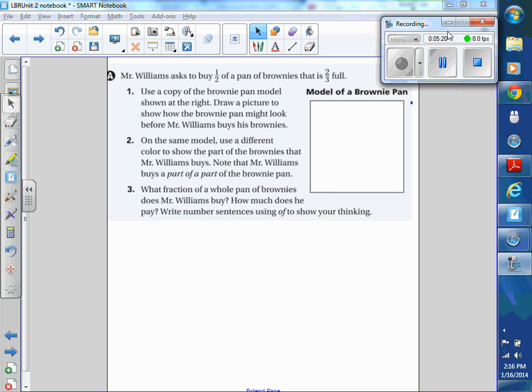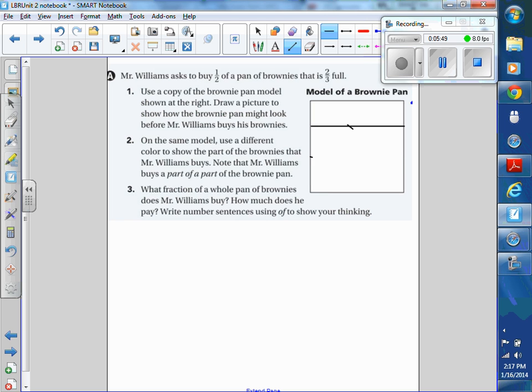Walter, you want to come up and do it? Can you do it with shading and everything? Let me know if you need help with the tools. Just do it on that right there. So Mrs. Williams asks to buy half of a pan of brownies. That's 2/3 full. What would you start with? Well, first, I go like this, or about.